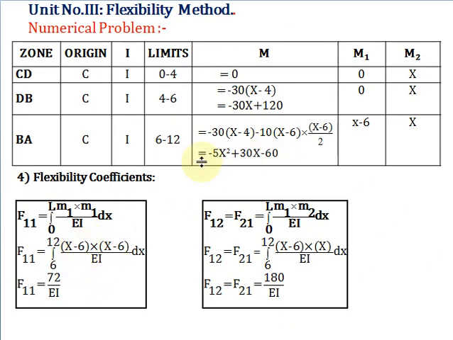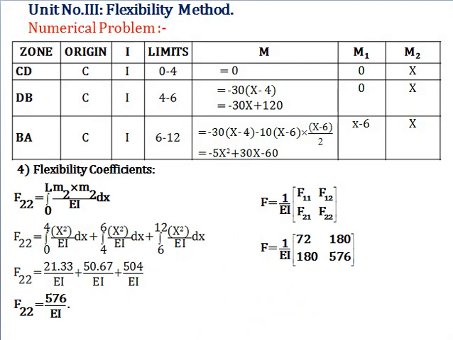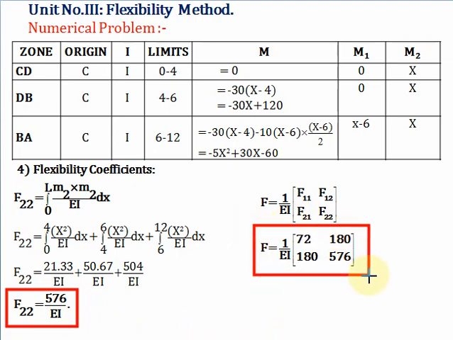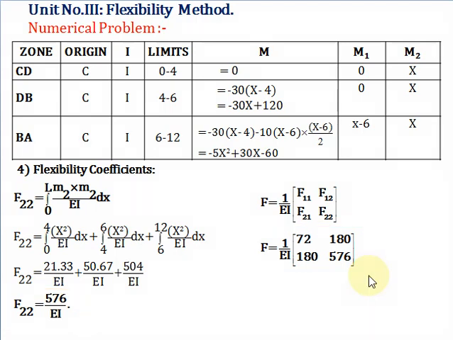Next we found the flexibility coefficients. First we found F11, which was equal to 72 upon EI. The value of F12 equal to F21 was equal to 180 upon EI. Then we found F22, which was equal to 576 upon EI, and the flexibility matrix was this.